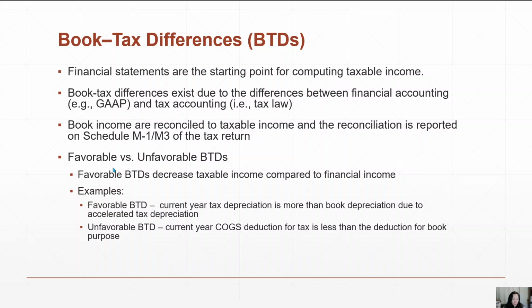So what are favorable versus unfavorable BTDs? Favorable BTDs, generally speaking, decrease taxable income compared to financial income. There are some examples of favorable and unfavorable BTDs for you to take a look at. But generally speaking, favorable versus unfavorable is determined on a tax year by tax year basis. When we're dealing with temporary differences, this favorable or unfavorable treatment can reverse in the future.